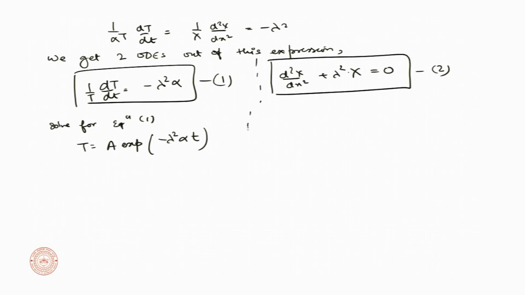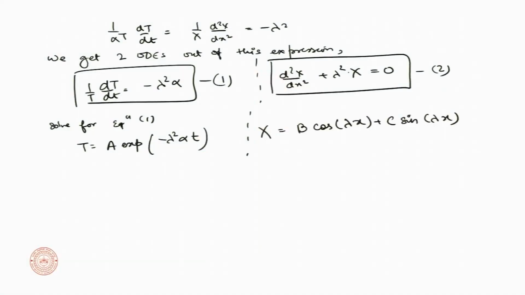Okay. This equation we can solve again in terms of x. X will be equals to some B cos of lambda x plus C sine of lambda x. Solving an ODE, these are very simple ODEs, first order or second order. These you very well know how to solve. 1 by T dT by dt is typically exponential functions. D square X by dx square plus lambda square X, you can solve it just like any second order ODE, you can find the solution. This is cos and sine lambda.